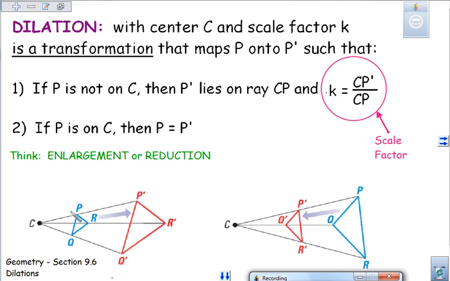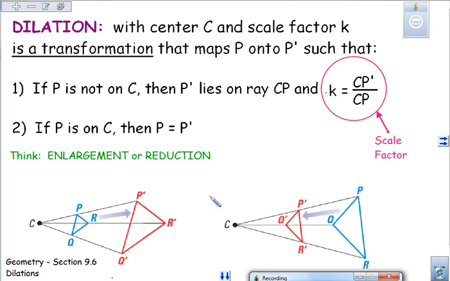So what that means is if I'm going to dilate this blue triangle and make it bigger, I draw a line from my center of dilation and I'm going to drag P prime on that line. And then our scale factor is from that point of dilation to the image divided by the point of dilation to the pre-image. Number two, if P is on C, then P is equal to P prime. And we'll talk about that case in a little bit.